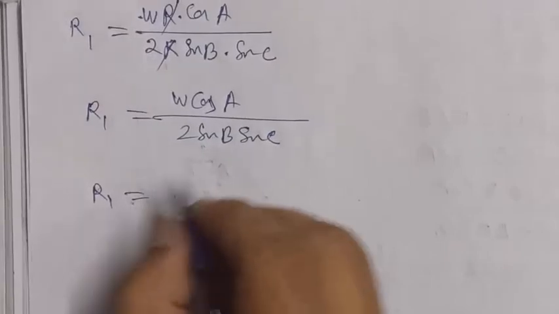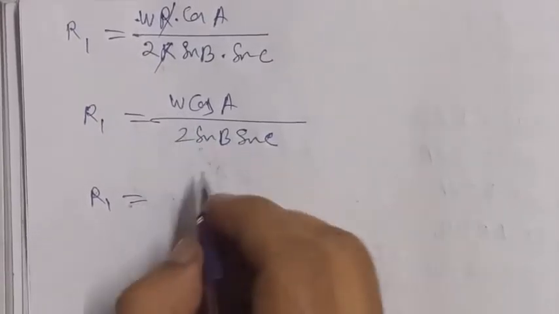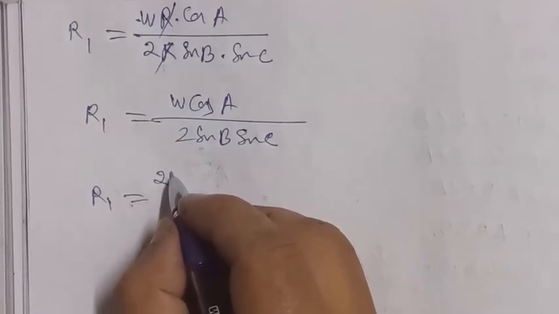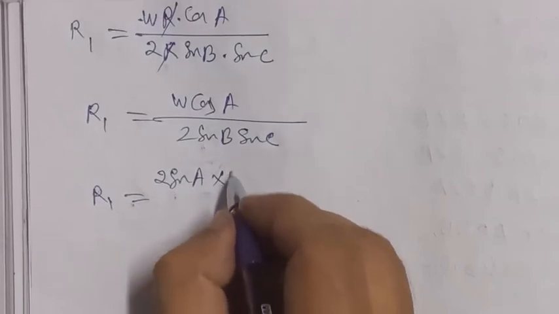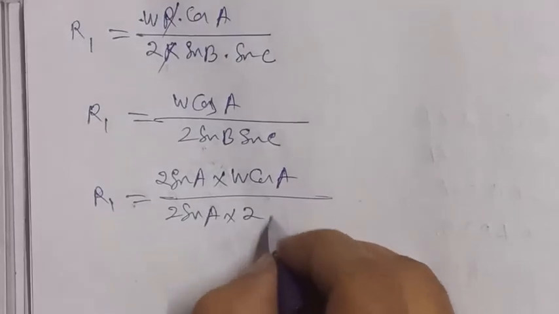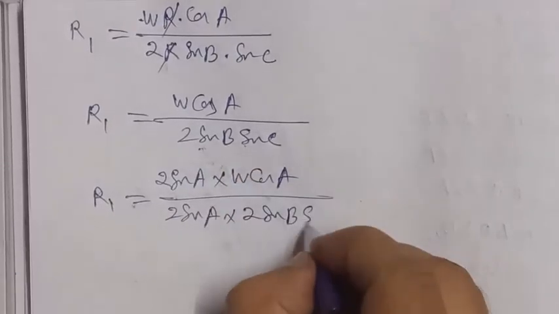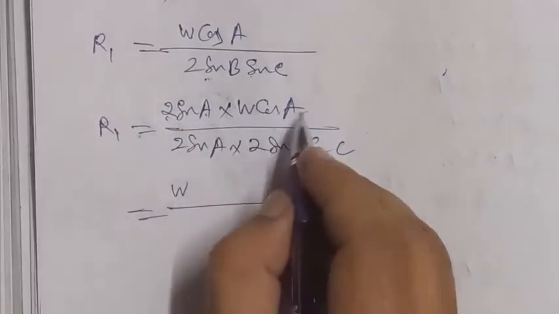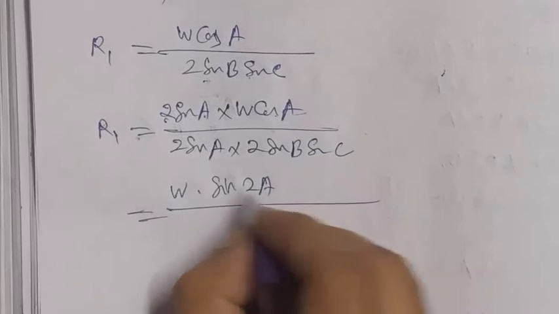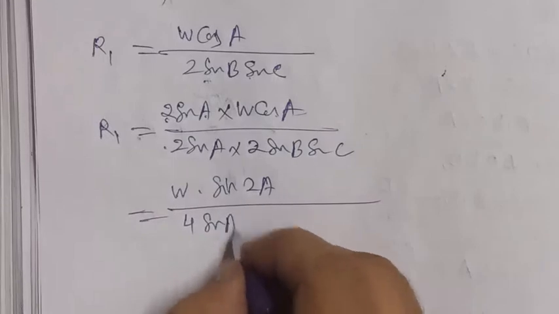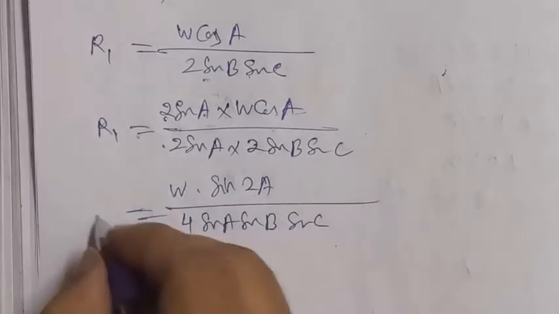To make it symmetrical, we multiply 2 sin A in numerator and denominator. We get 2 sin A cos A upon 2 sin A into 2 sin B sin C. We know that 2 sin A into cos A equals sin 2A. We write it here. And 2 into 2 is 4, and sin A sin B sin C.